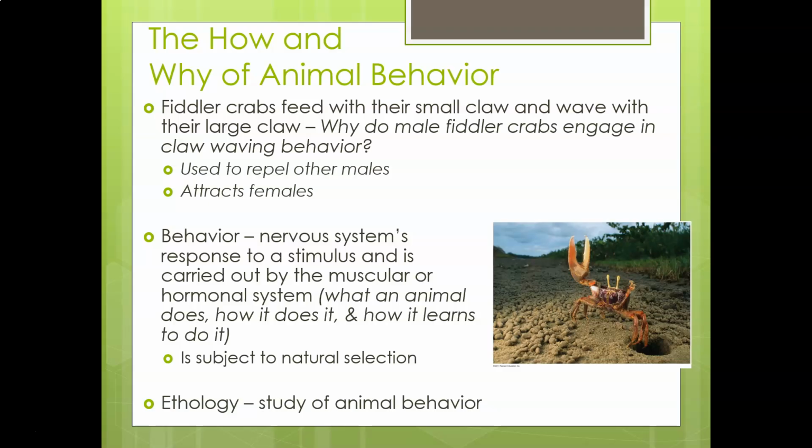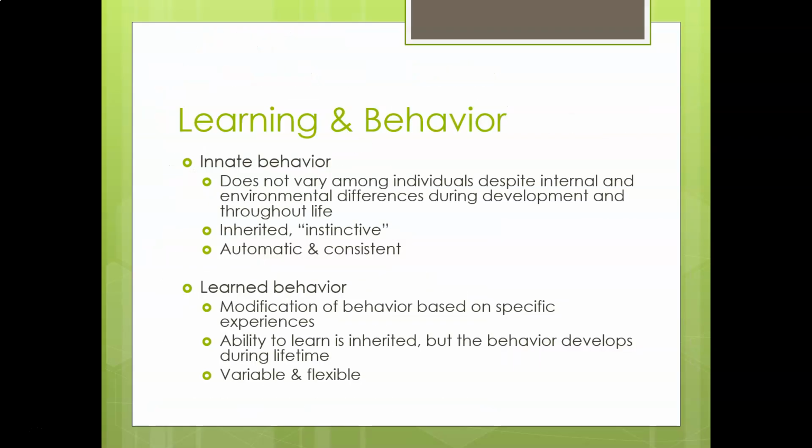So, when we look at behavior from a behavioral ecologist standpoint, we're looking at what is an animal doing, how is it doing it, and how does it learn to do it. And all of this is ultimately subject, at least for our purposes, to natural selection. What is the benefit to the organism, the benefit to the species, and why does this continue to happen generation after generation? So, if you're talking about the study of animal behavior, we're really talking about this field of ethology. And so, let's delve into the basics of what that particular field looks like.